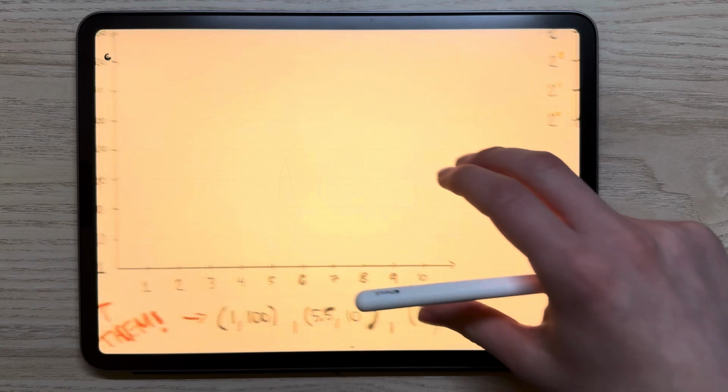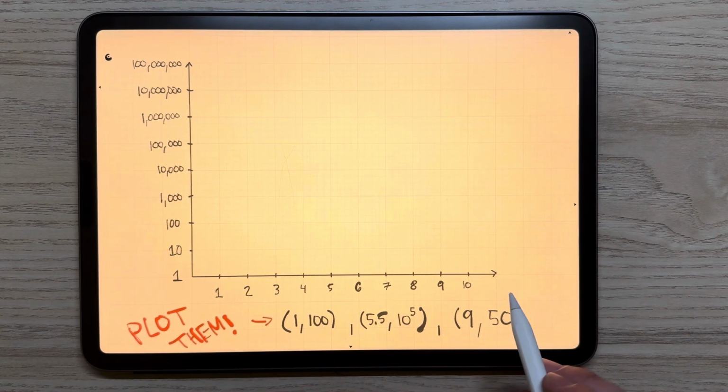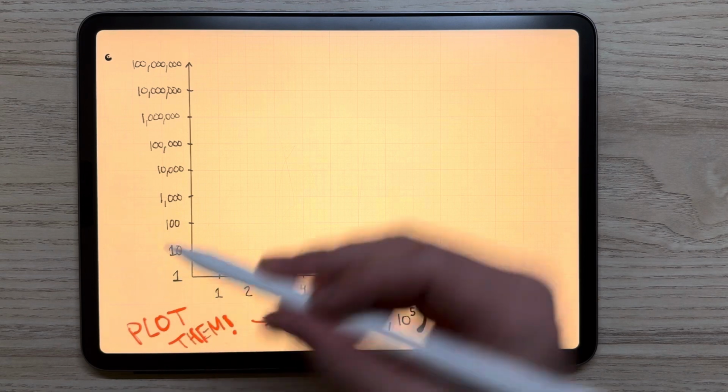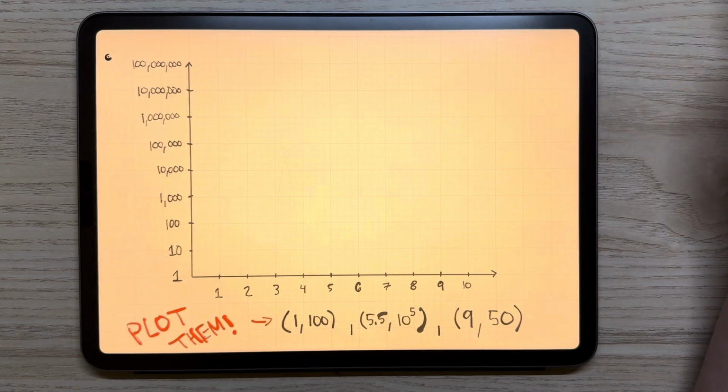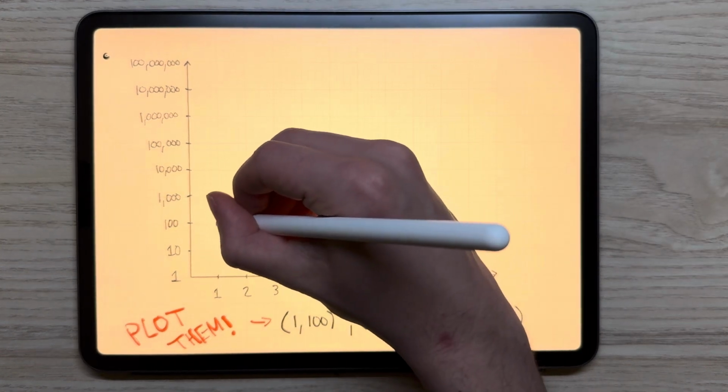Now, I want you to try to plot these points on a graph of base 10. Pause this for a second to see if you can try it out. Maybe get a piece of paper or just guess where it's going to be. But I'm going to work it out right now. So here, (1, 100) is going to go right here.